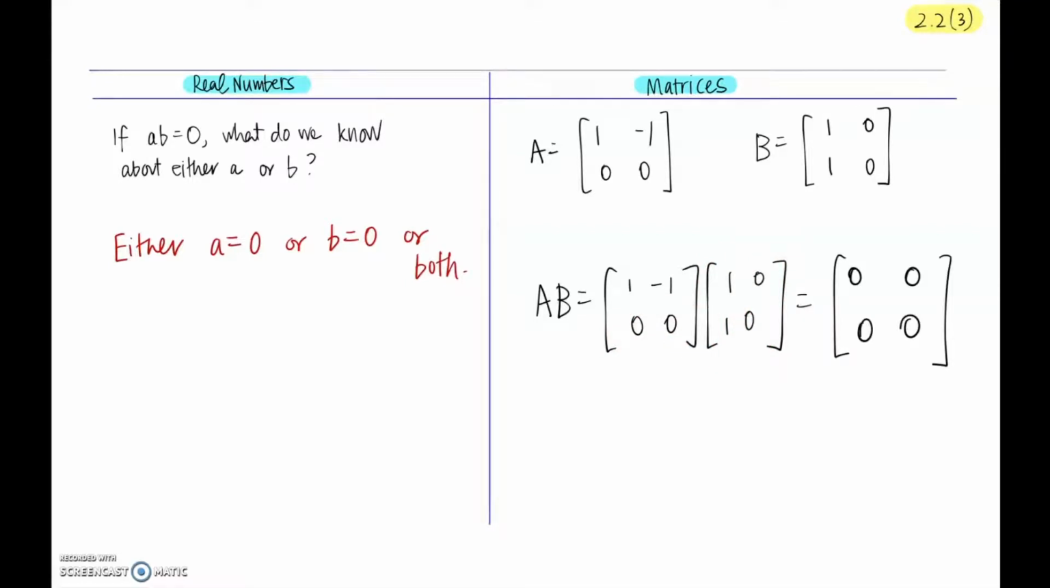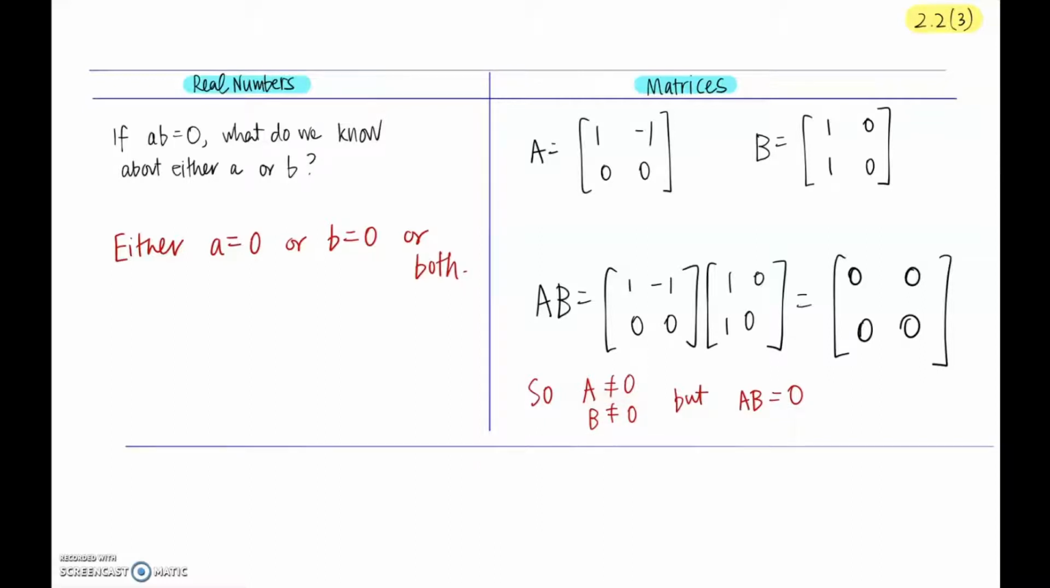So we've just seen it. We've seen this A times B where neither original factor was 0, but when you multiply them, we got the 0 matrix. So this is something that can happen with matrices: those non-zero factors can multiply to a 0 matrix. A wasn't 0 and B wasn't 0, but their product ended up being 0.